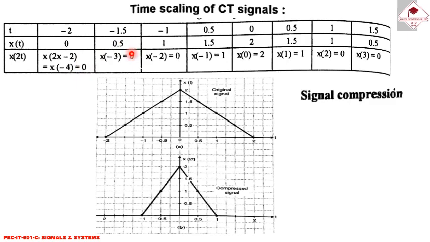Now if I multiply minus 1.5 by 2, it is coming minus 3. Again at minus 3 there should not be any value, so it is again 0. In that manner, all the position values are to be identified. This is the original signal, the graphical representation. After multiplication, the signal is going to be compressed, and the total signal should look like this.